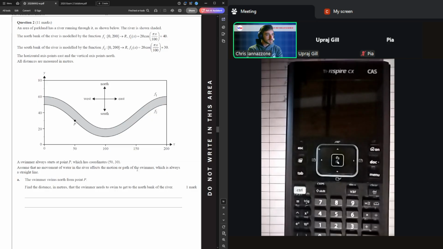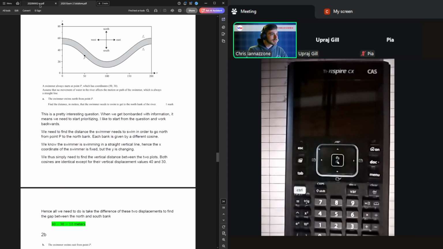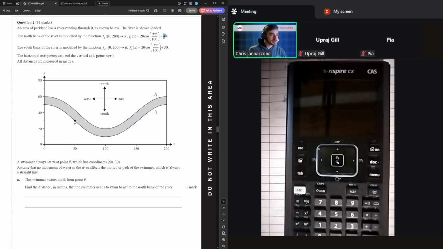So you've basically got the river modeled by two separate circular functions, one for the top boundary, one for the bottom boundary. Is it 10 meters? Yeah, it's just going to be 10 meters. Depends on how you went about that. Maybe you just looked at the difference between the vertical translations, probably the fastest way. Was that more or less what you did?